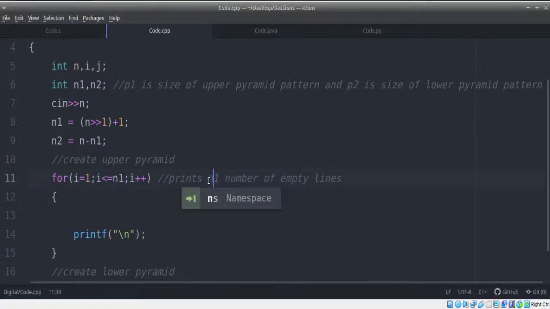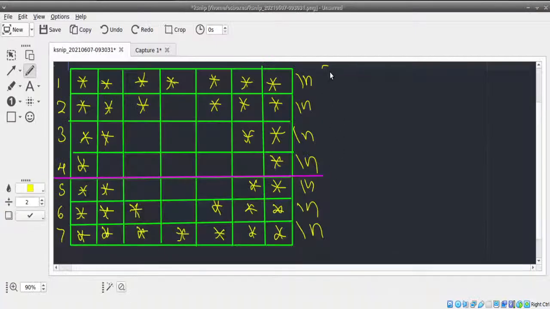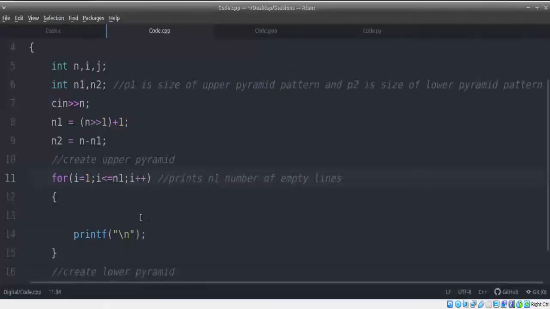Now, since I need to print n1 number of lines, can I use a loop that repeats exactly n1 times and print /n? Will this print n1 number of empty lines? What do you guys think? Will this print n1 number of empty lines?